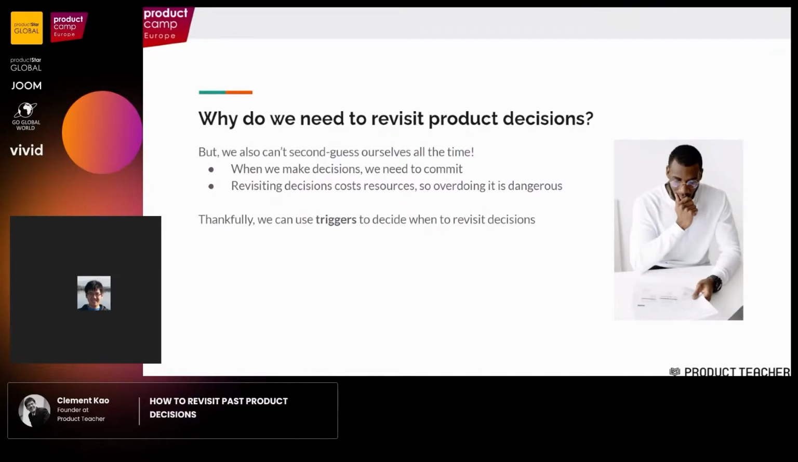Essentially, a trigger, you can think of it as an if-then statement. If something happens, then I will revisit this decision in this way. And by doing so, that means that we are now a lot more confident in our path forward. We no longer need to worry about, oh, well, should I revisit it yet or not? Because we can simply rely on the if statement.